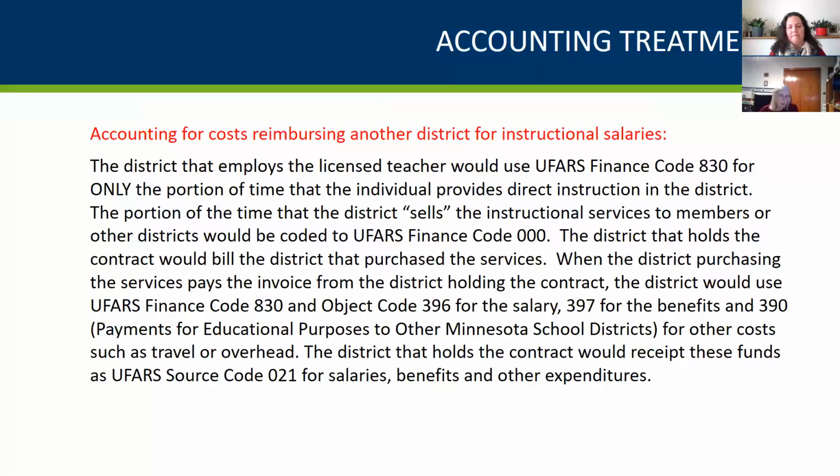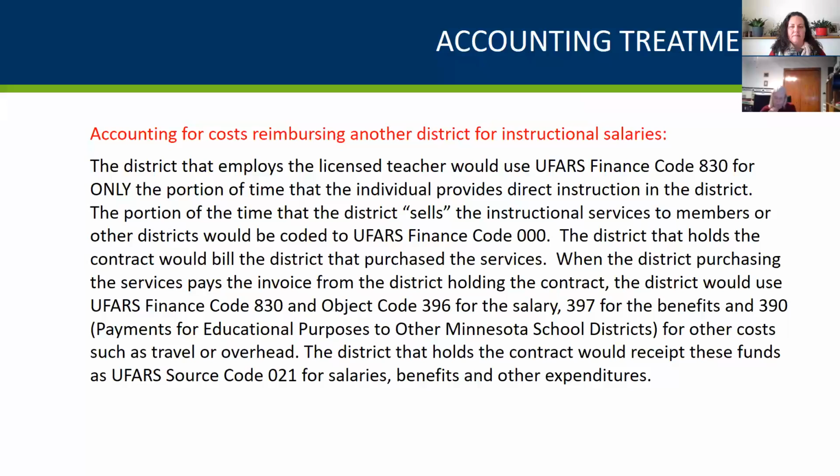When districts purchase the services and pay the invoices from the district holding the contract, the district would use that Finance Code 830, Object Code 396 for the salary, 397 for the benefit, 390 for payments for educational purposes. Other costs such as travel and overhead, the district that holds the contract would receive the money in Source Code 21.